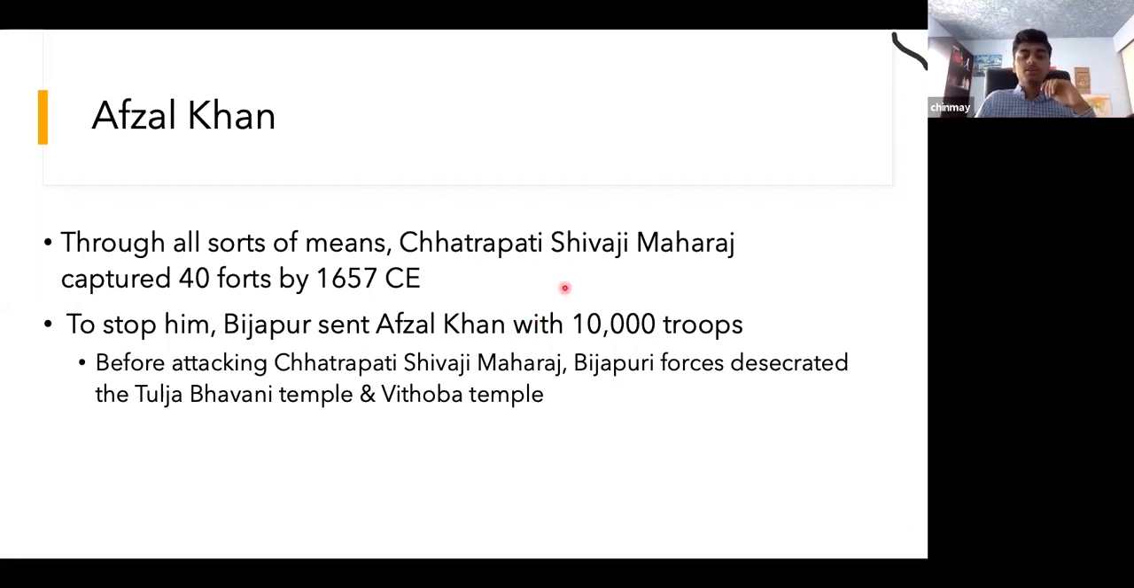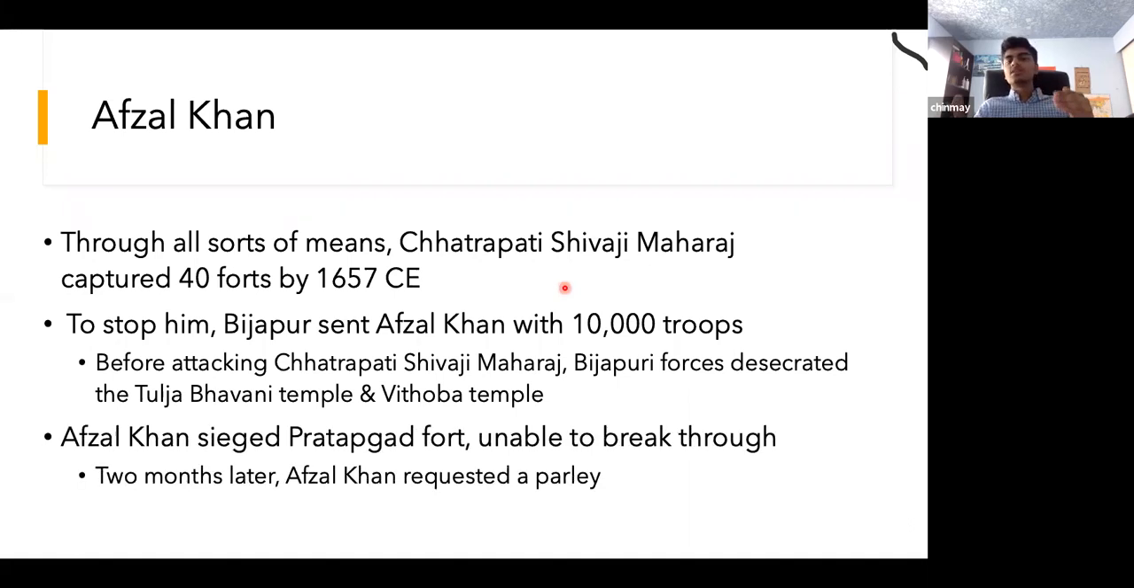In order to stop him, Bijapur sent Afzal Khan with 10,000 troops, with a huge army, in order to defeat Chhatrapati Shivaji Maharaj. And as per usual with these Turkic invaders and these Turkic kingdoms, before attacking Chhatrapati Shivaji Maharaj, the Bijapuri forces desecrated the Tulja Bhavani temple, which is very holy and important for Shivaji's family, and another temple, the Vithoba temple.